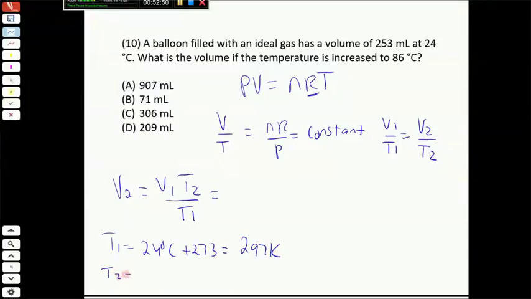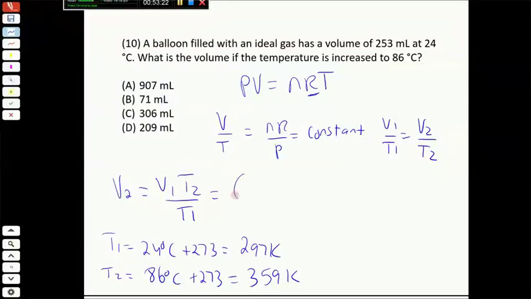And then T2 is 86 degrees Celsius, which we add 273 to get the final temperature in Kelvin, 359. Okay? So no matter what type of problem you're doing with ideal gases, the temperature has to be in Kelvin. And that's because the ratio of two Celsius temperatures will not be the same as the ratio of the two corresponding Kelvin temperatures because the scales are shifted. All right? In other words, they don't have the same 0 point, so you can't compare their ratios.